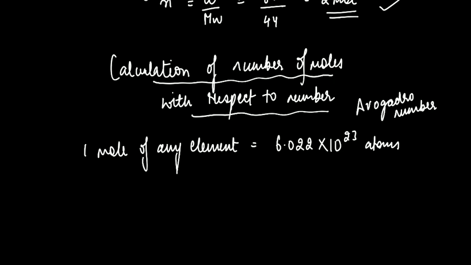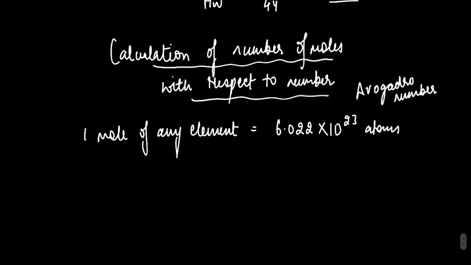Now, in some books, they write 6.023 into 10 to the power 23. So, it can vary a little bit, but whatever your books follow, you can go ahead with that. 6.0223, or in a round figure 6, it's written, it's okay. But 10 raised to the power 23 is something very common in all the books that they cannot change.